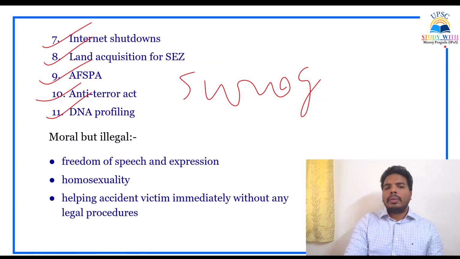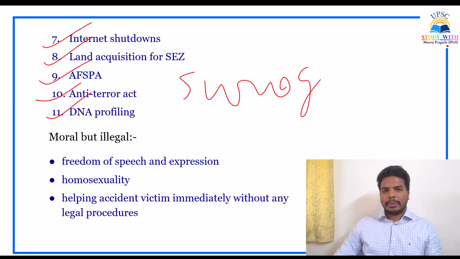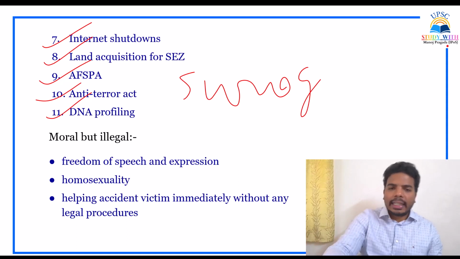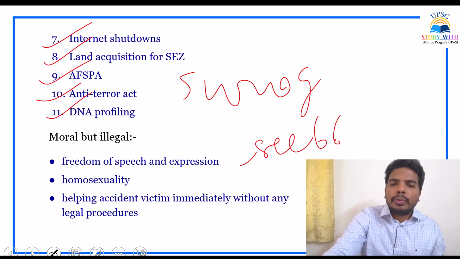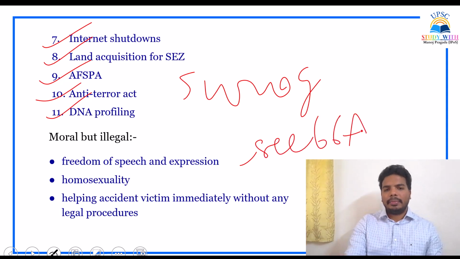What is that? Freedom of speech and expression. There are certain restrictions to freedom of speech and expression. Sometimes those restrictions are heavier. For example, see Section 66A of the IT Act. Even though the Supreme Court has struck it down, earlier it was there, and it was restricting the freedom of speech and expression. So freedom of speech and expression should be there, but with sections like Section 66A, if you freely express anything, it will become illegal.